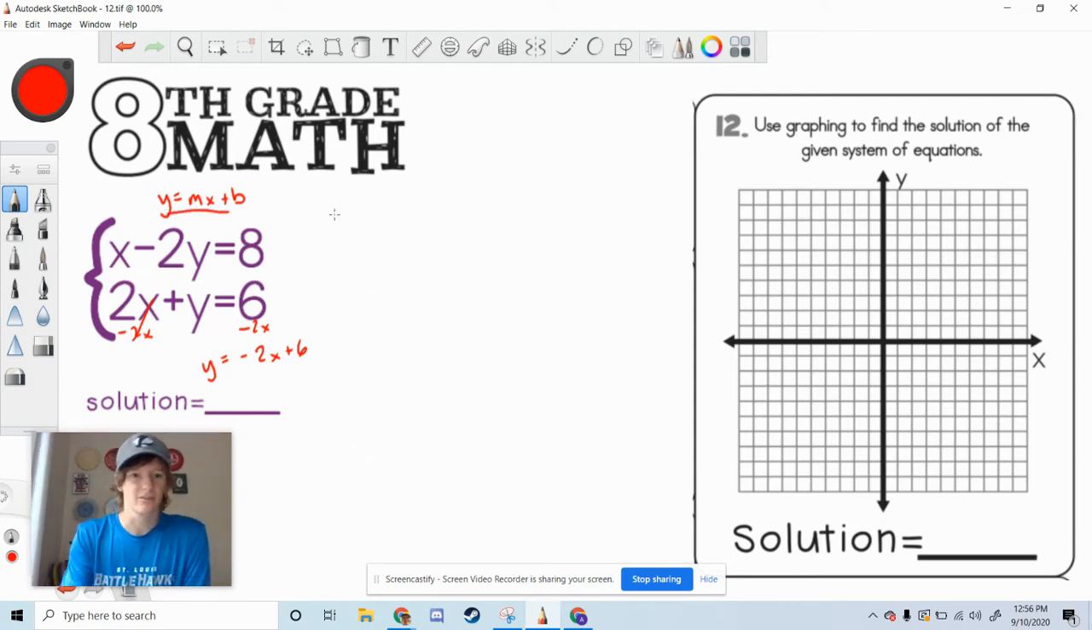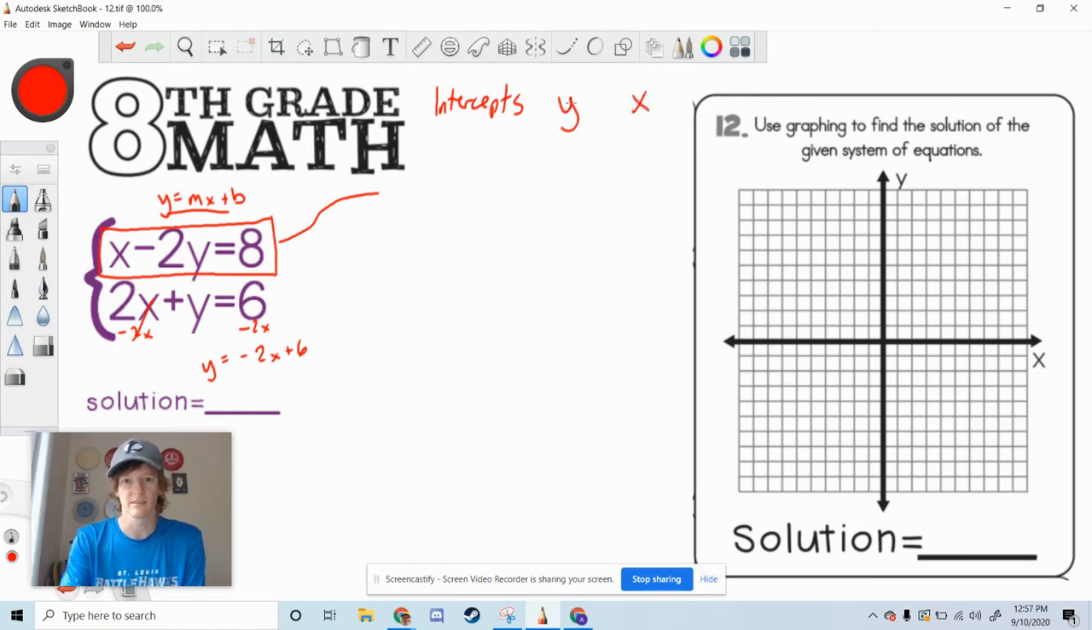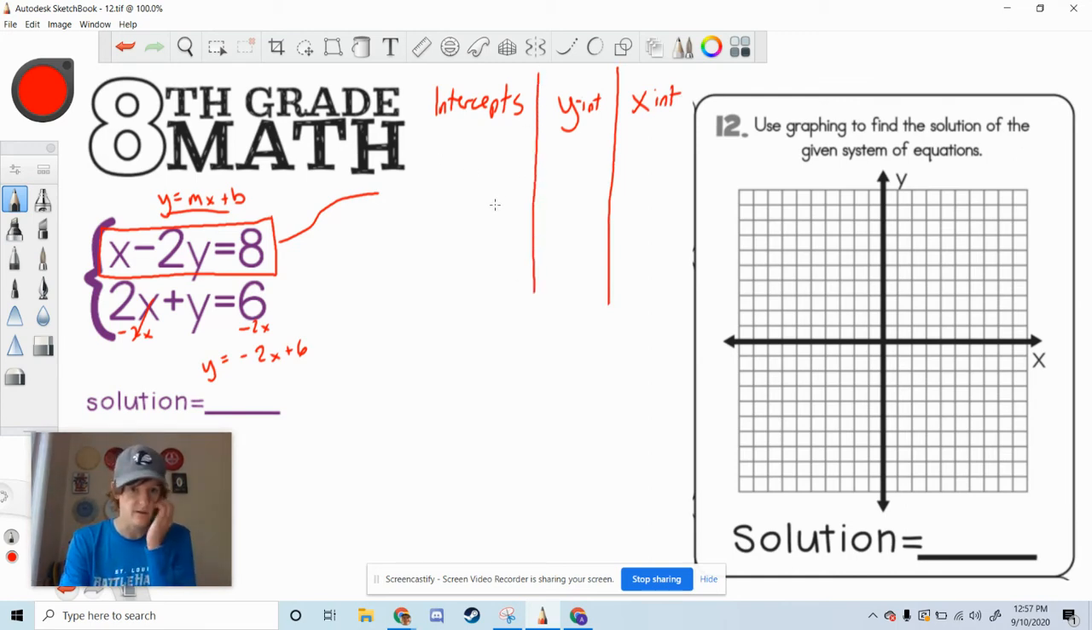But I do want to show you a new method that we could use, using intercepts. That is where we cross the y-axis, so we have the y-intercept, and we also have the x-intercept. We're going to come up with those two things for these equations. This looks terrible. So let's see what we're going to do.